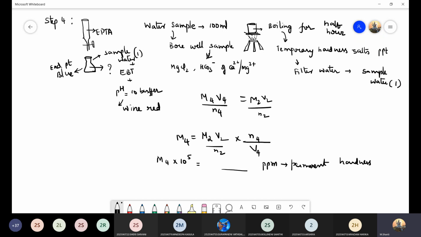Now, after getting the permanent hardness, and now that you know the total hardness from the previous slide, how can I calculate the temporary hardness? Total minus permanent, ma'am. Yeah, good. Total minus permanent. So this is how you do the experiment, girls.